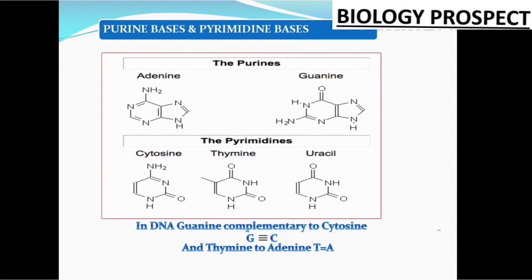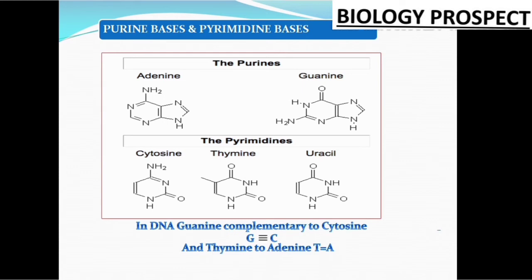Uracil is not present in DNA, it is a part of RNA. I repeat that. The first two, adenine and guanine, are the purine nitrogen bases, and cytosine and thymine are the pyrimidine nitrogen bases.